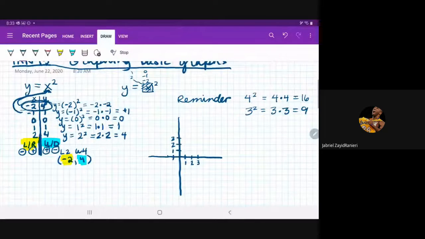But I think we're going to go with the 1, 2, 3, 1, 2, 3 for now. And then I'll show you how I usually label for graphing. But for now, let's just do 1, 2, 3, 1, 2, 3. So get your graph ready.